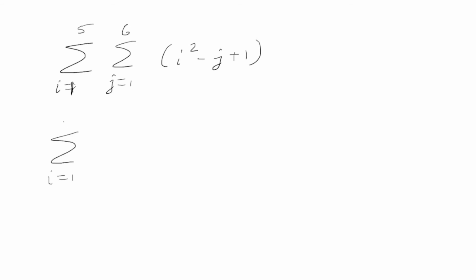The next one, sum from i equals 1 to 5, sum j equals 1 to 6 of i squared minus j plus 1. Here, the i squared and the 1 are going to be the constants, so those we're going to multiply by 6. And then I'm going to factor out the negative, and then we're just going to have the sum from j equals 1 to 6 of j.